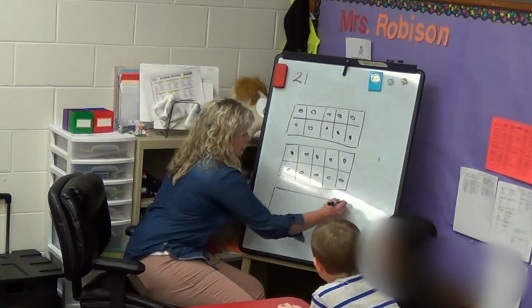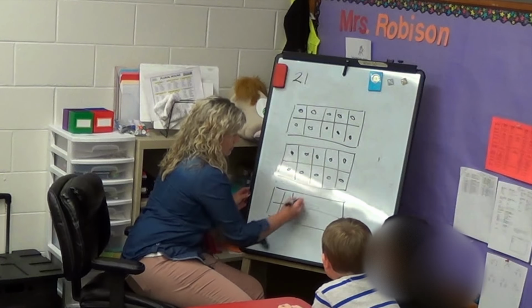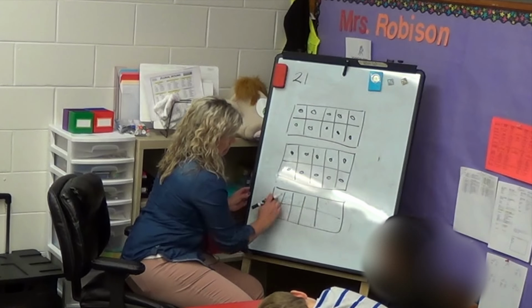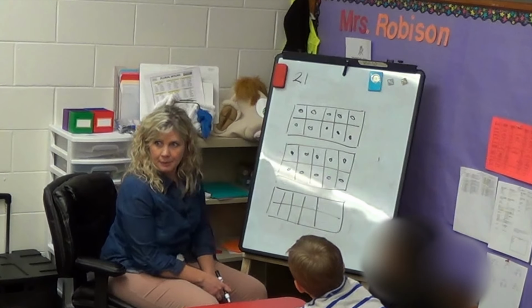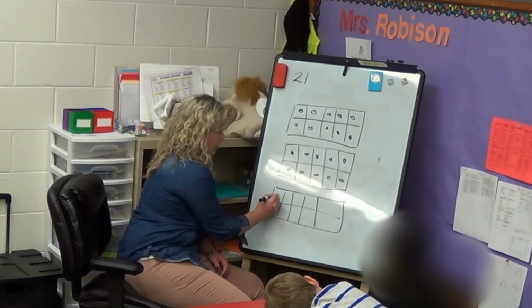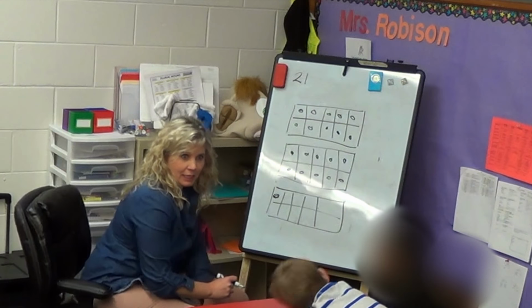You gotta add 1. I need one more. All right, I'm gonna draw another 10 frame, or you can just add 1 more space to the, and it's totally lopsided. And you said one more. Okay, so tell me what he did to make 21.